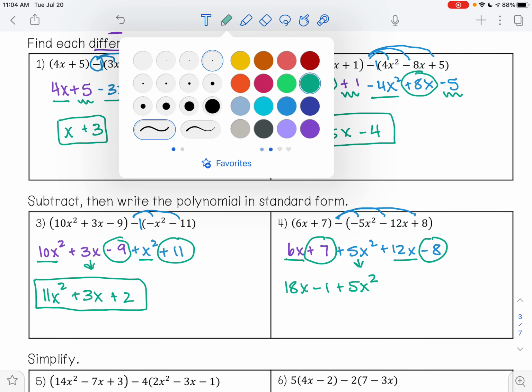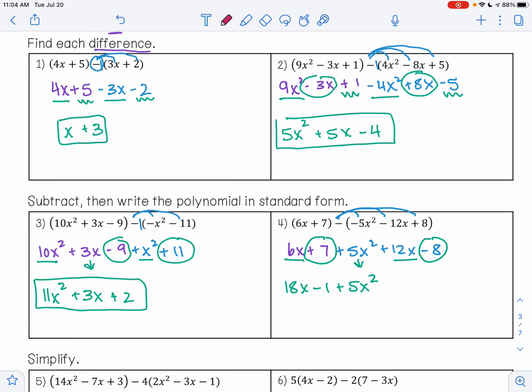Notice here how my answer is not in standard form. So I can go ahead and rewrite it in standard form so that my exponents for my variable go from the highest to the lowest. My highest exponent for x is 2, so 5x squared will come first. Then 18x, and then negative 1. This is my answer in standard form.